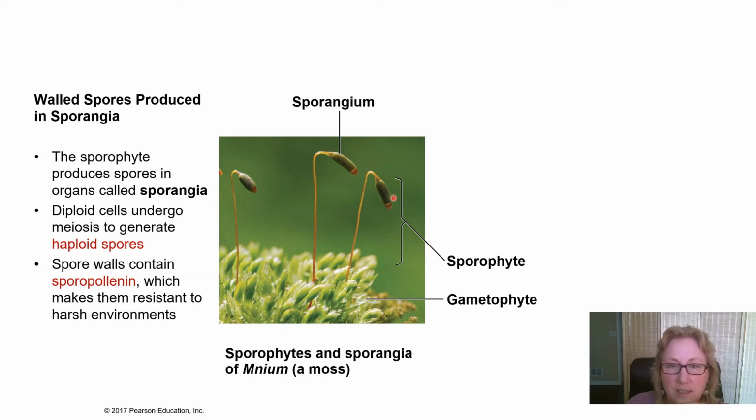Meiosis occurs inside the sporangia, and that produces the haploid spores. It is these haploid spores that have thick walls that contain the molecule sporopollenin that resists desiccation. So these spores can resist harsh climatic conditions and also are preserved in the fossil record really well.